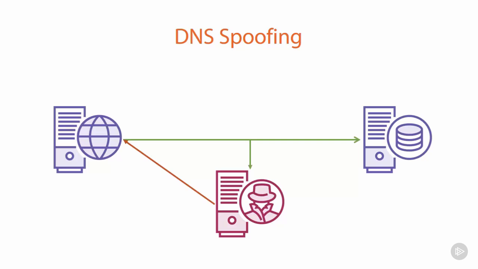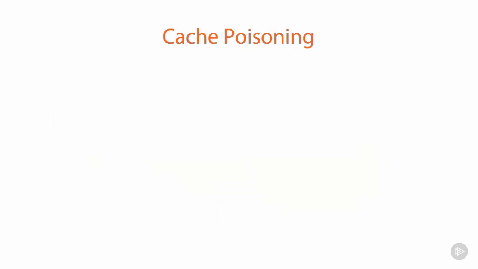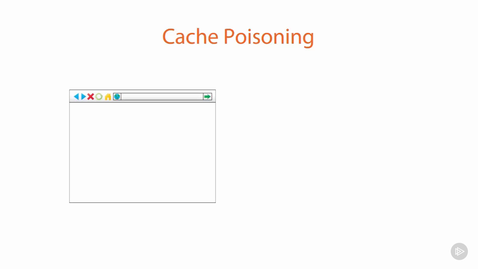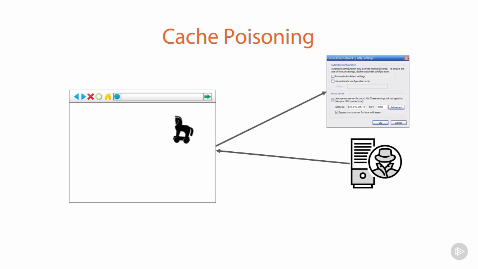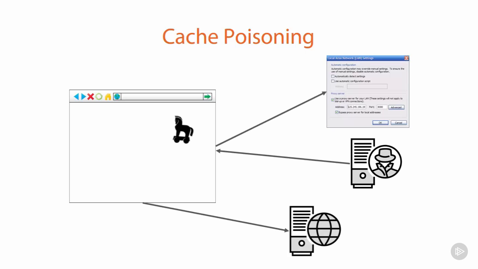But wait, there's more. We can also try to do a cache poisoning. Now, in cache poisoning, the target obviously is going to have a browser. And what I'll attempt to do is to send a piece of malware that goes through and changes the proxy settings of that web browser's interface. And that proxy server is going to be, yep, guess what? Redirecting them to my own personal site.